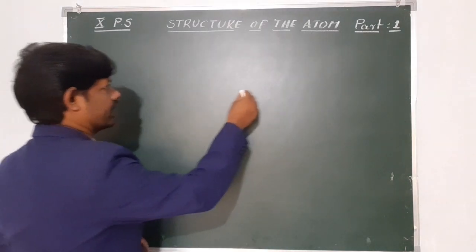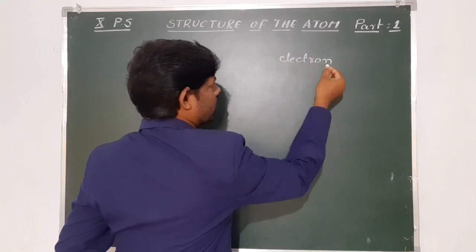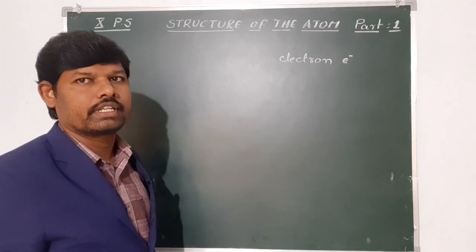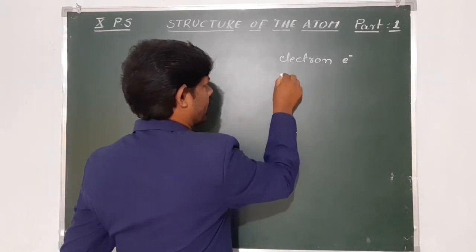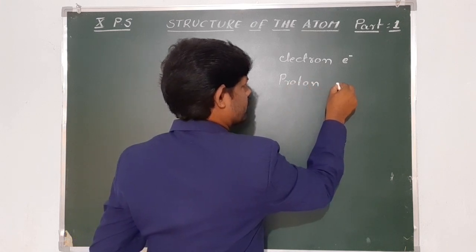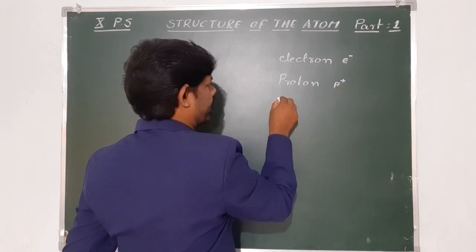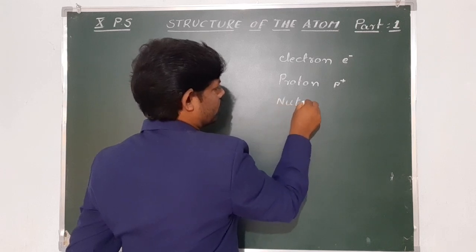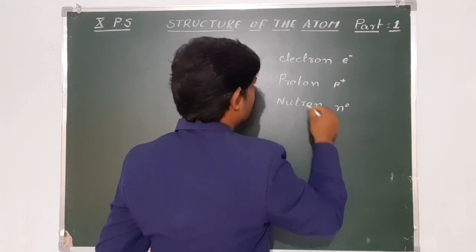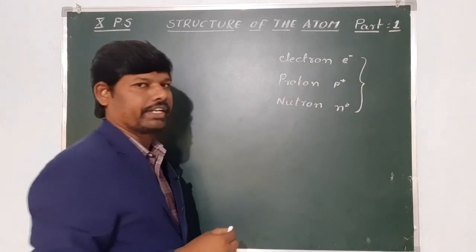So electron having negative charge, and it is denoted by E minus. So minus represents its charge, and proton is a subatomic particle, proton having positive charge. So we can write proton as P positive. And next one, neutron. Neutron without any charge, no charge. So these are the 3 subatomic particles present inside the atom.